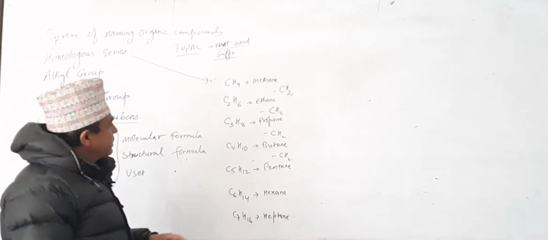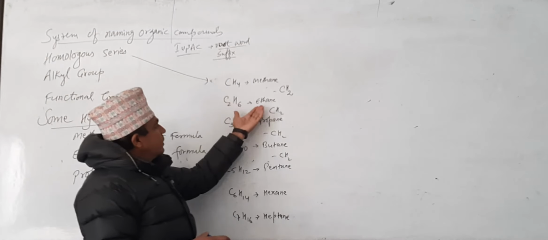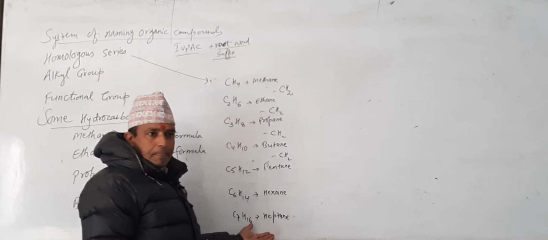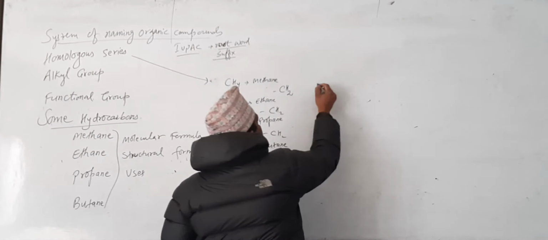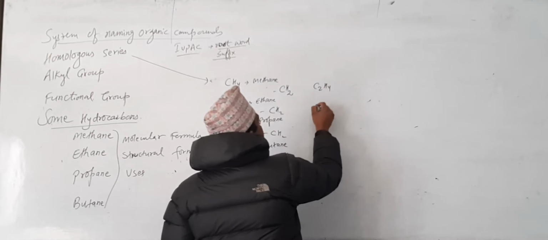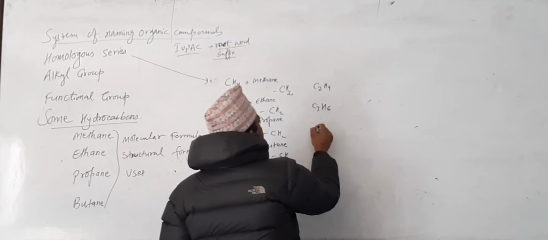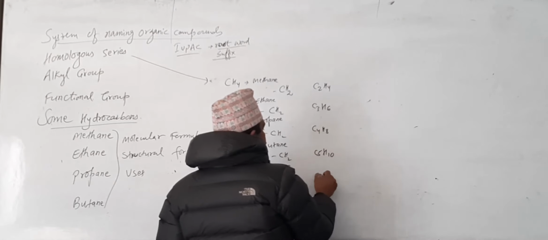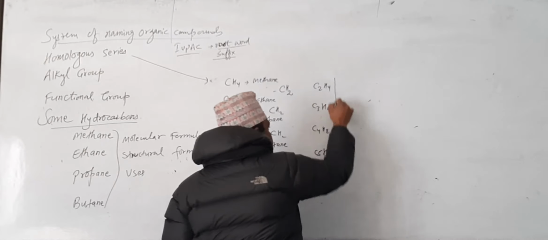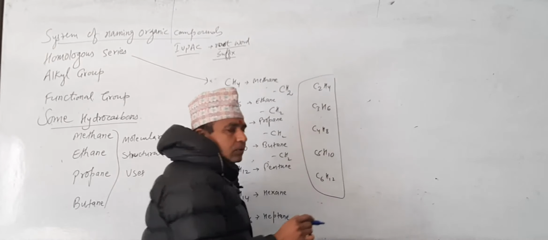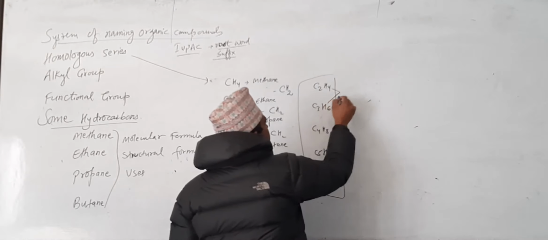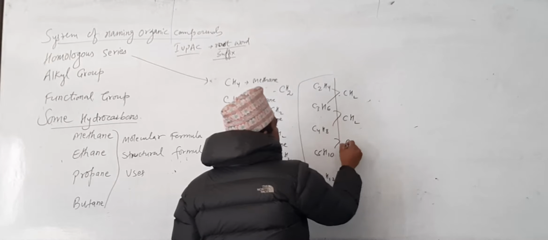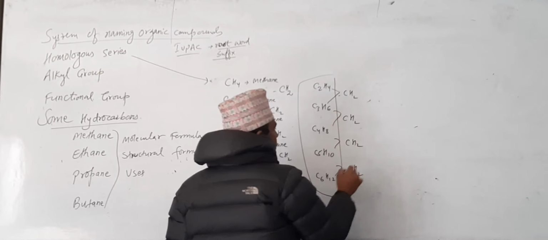And if you want to give an example, then you just give the example: methane, ethane, propane, butane, pentane, hexane, heptane. Then you can give the next also: C2H4 ethene, C3H6 propene, C4H8 butene, C5H10 pentene, C6H12 hexene. These are also homologous series. Why? Because successive members differ by CH2 group.